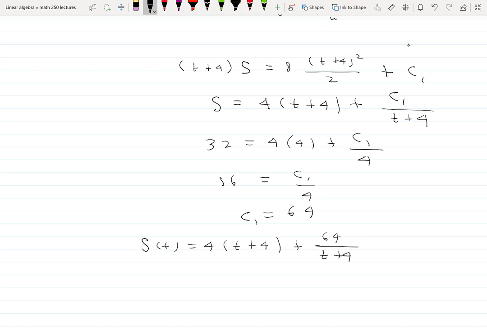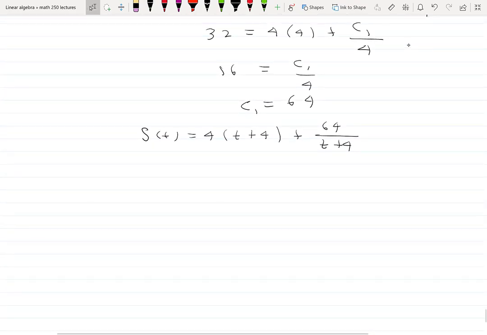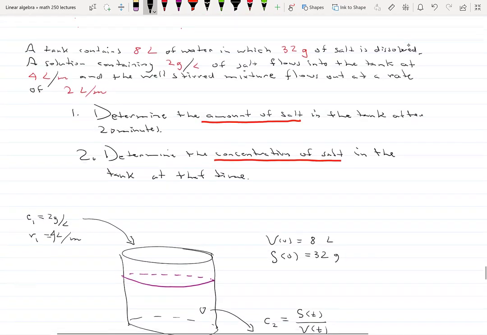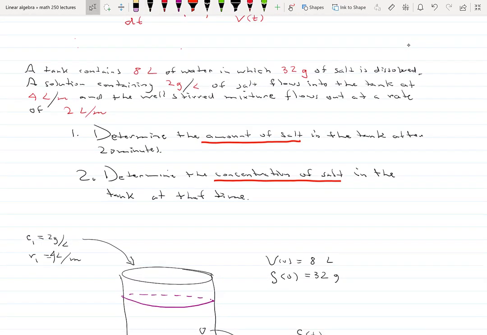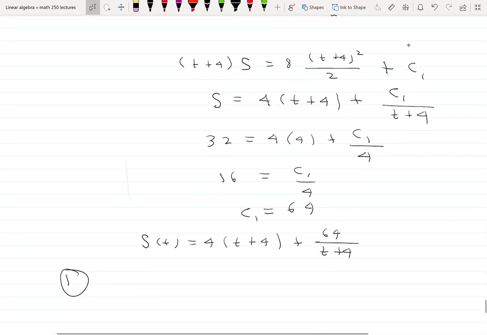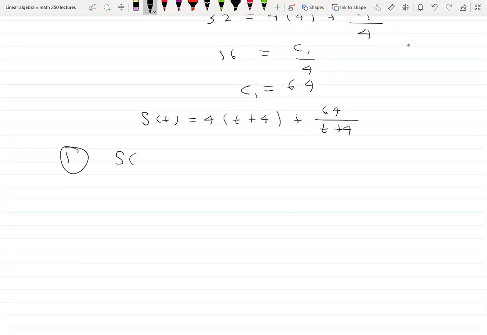Okay. Now we answer the question. The difficult part has been done. We had two parts to this question. One, way up there: determine the amount of salt in the tank after 20 minutes and then the concentration at that time. The amount of salt at that time, at 20 minutes, is simply S of 20. If you substitute t equals 20, I used my calculator to compute this, and it's about 98.7 grams.